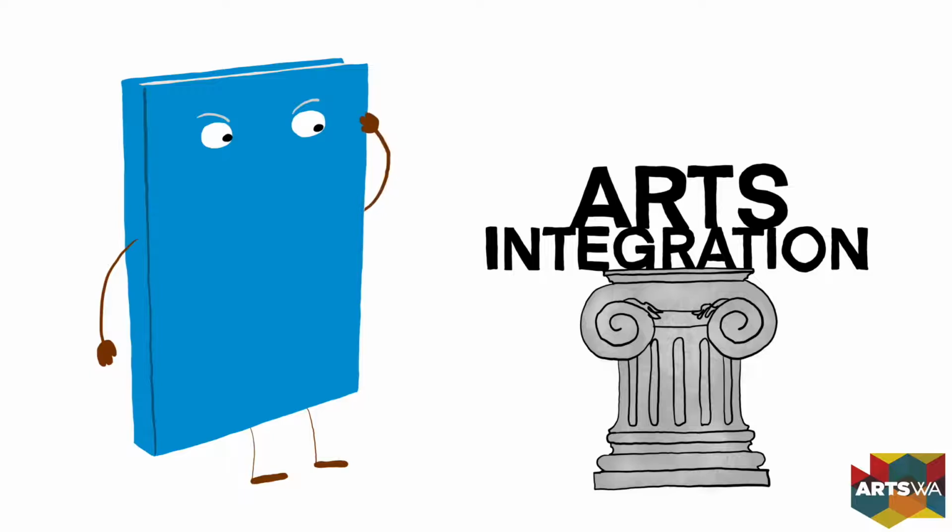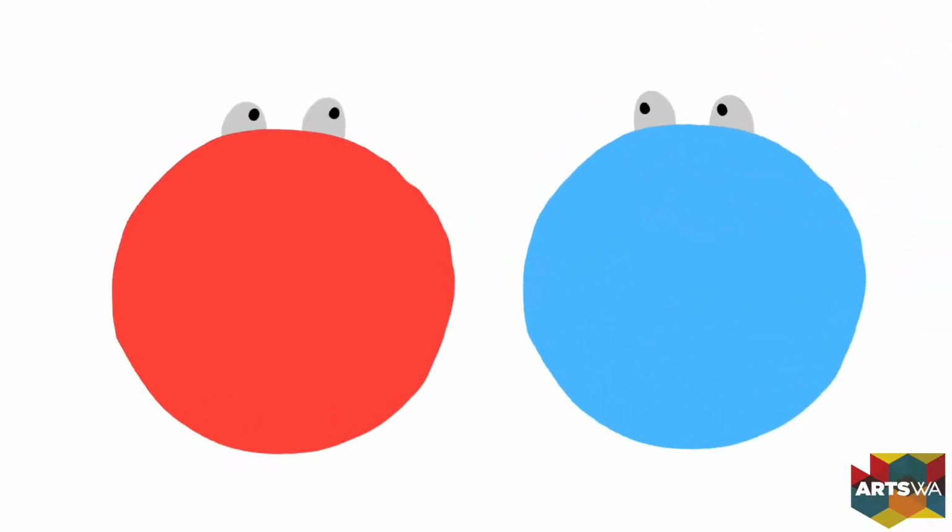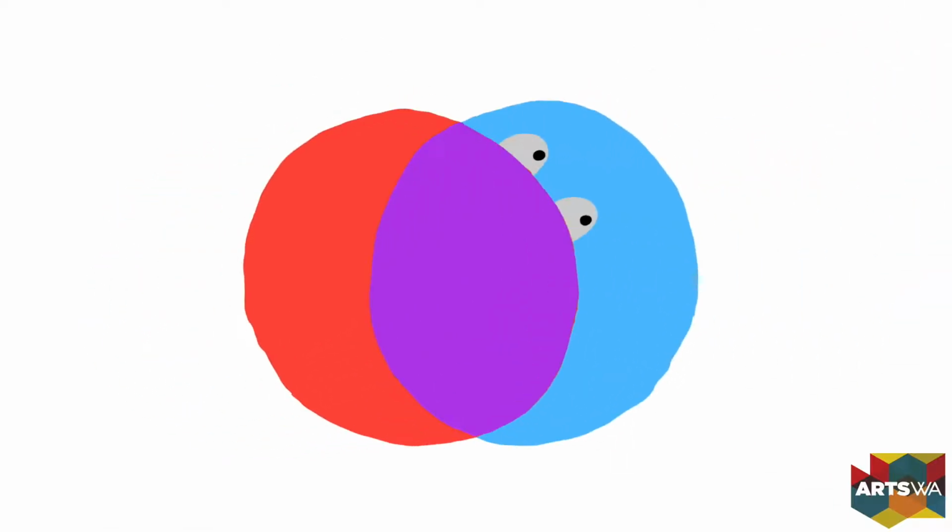A blue book with eyes, arms, and legs looks toward a short Greek pedestal. Words float down. Arts integration. Arts integration is a way of teaching that connects any classroom curriculum with arts learning.